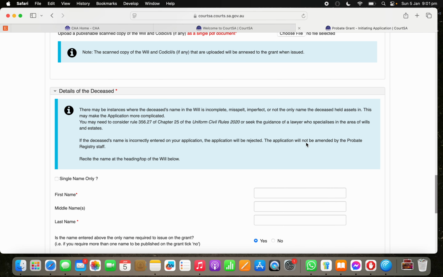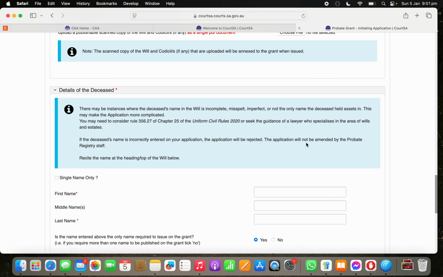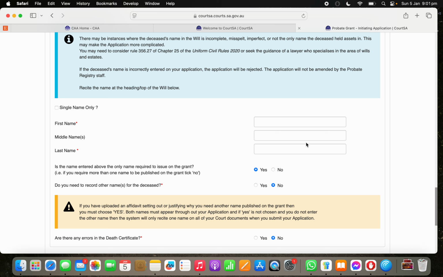All right, on to details of the deceased. So hopefully we have a case where the name of the deceased on the will and the assets are all the same, but there are cases where we don't always have that circumstance. So if you have a case where there is a different name on the will to on one of the assets, for example, or there's a name missing, you need to go and read Rule 356.27 of Chapter 25 of the Uniform Civil Rules 2020.